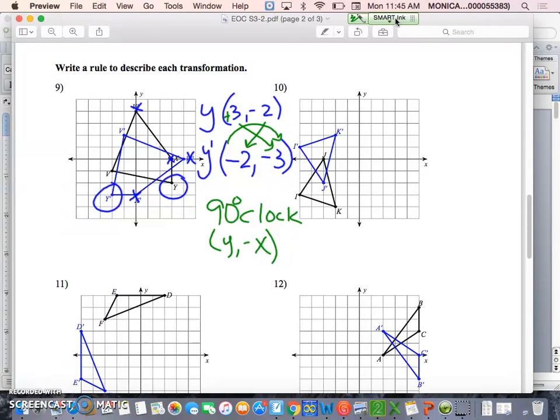And again, if you need extra help, you can look up transformations on the computer. You can look at the poster that's on the side of the room. You can ask questions. There's plenty of extra practice on iExcel as well. Good luck.